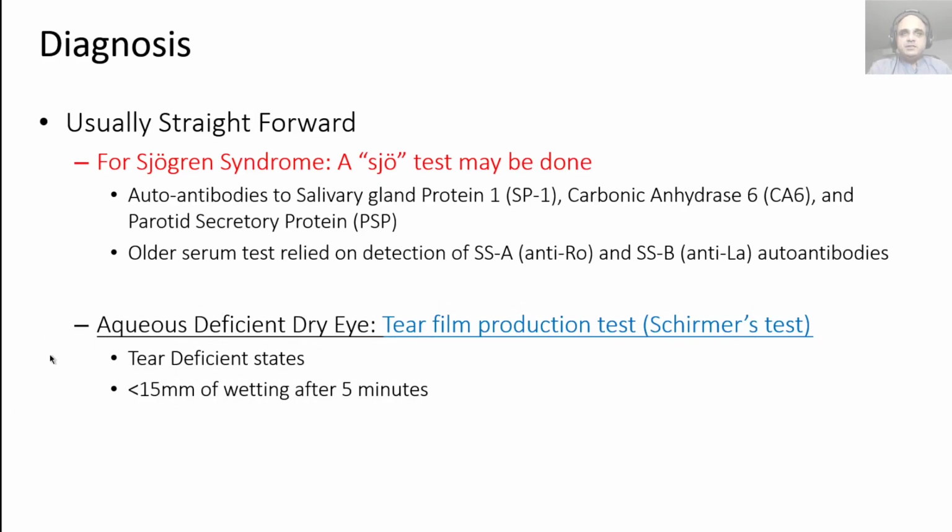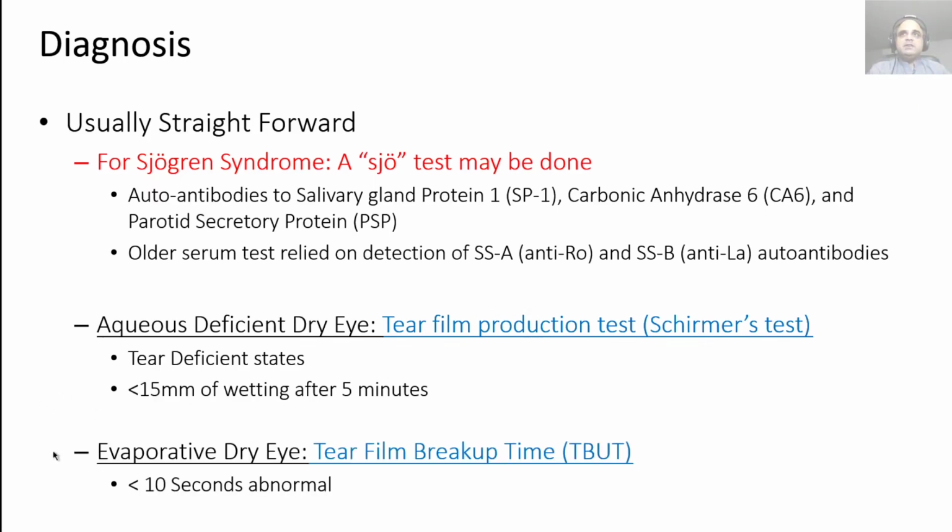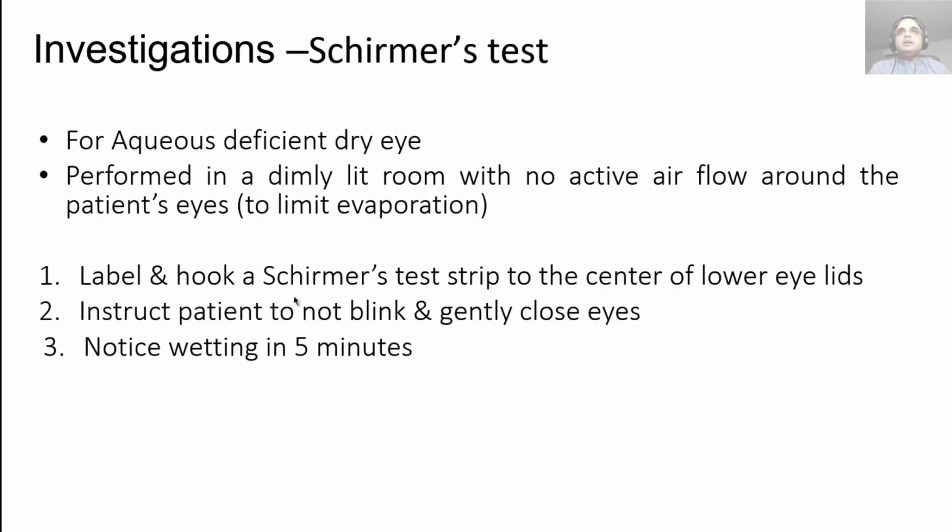For tear deficiency, we can do a tear film production test, to see how many tears are being produced, and that's called the Schirmer's test. We'll see a video. And for an evaporative dry eye, we can do a tear film breakup time test. We have also seen a video of this and talked about this briefly when we were talking about blepharitis. So let's see a Schirmer's test.